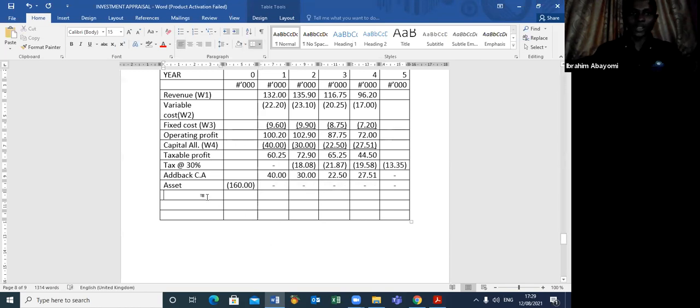Now, scrap value. Scrap value is 40, right? We have everything here. So here I have my 40. Scrap value is an inflow, so it should be treated as a positive cash flow. So we have this.